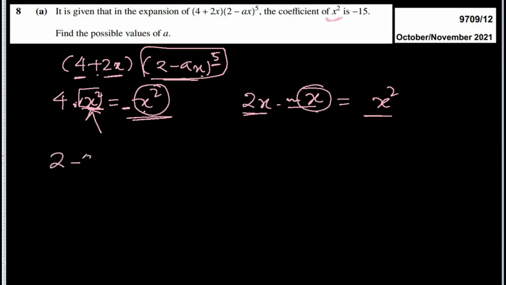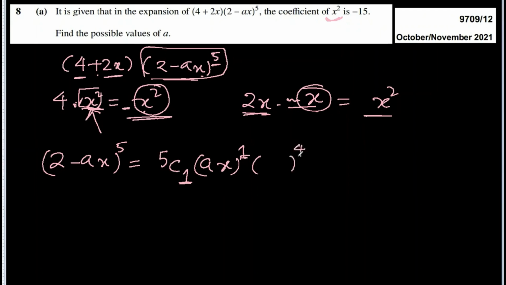So 2 minus ax to the power 5. I'm sure that I want ax to the power 1 so that I get an x. And for that I have to write here 5c1 so that this number and this number match. And I will give remaining 4 exponents to the other component, which is 2. One thing I forgot here, it is minus ax, so I will write minus here, minus ax to the power 1. Okay, this is taken care of.